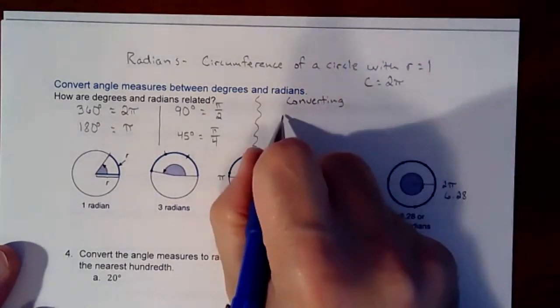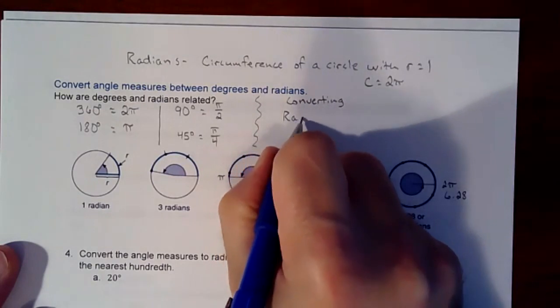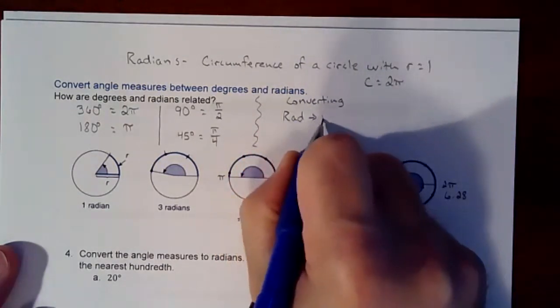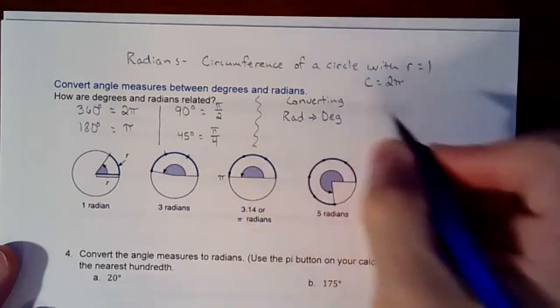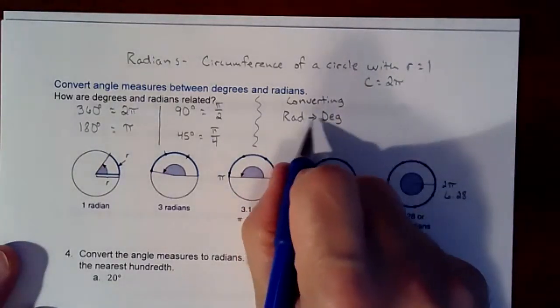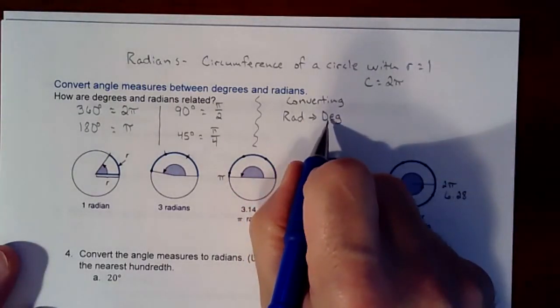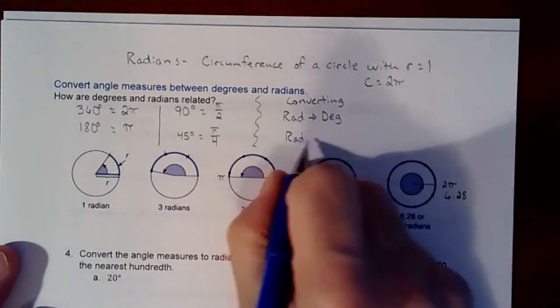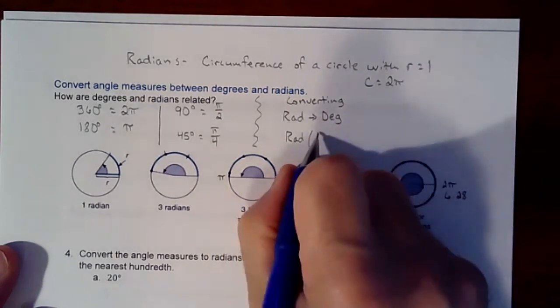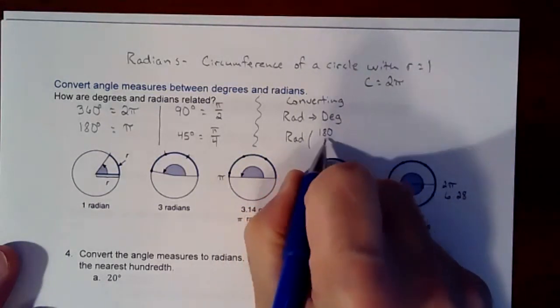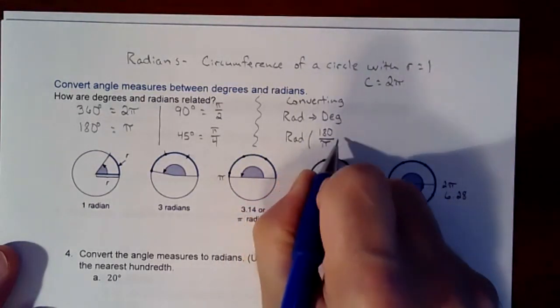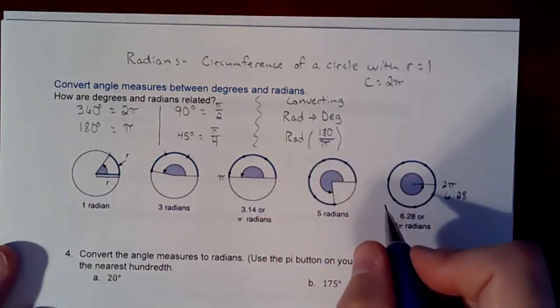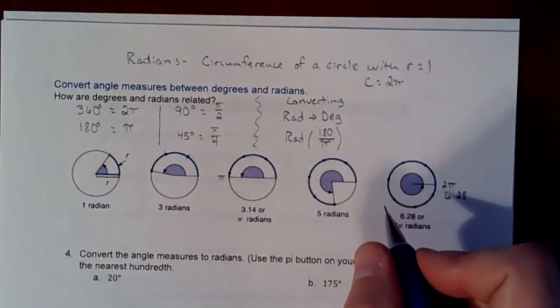All right, so if you go from radians to degrees, you're going to take your radian measurement, whatever it is, and you're going to multiply by 180 and divide by pi. That's it. That'll convert it.